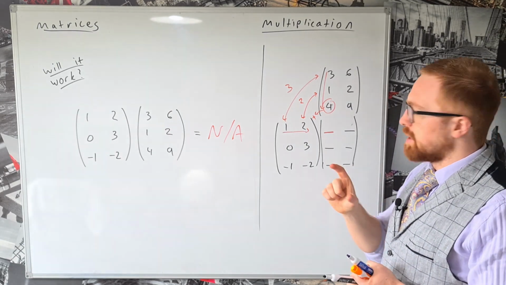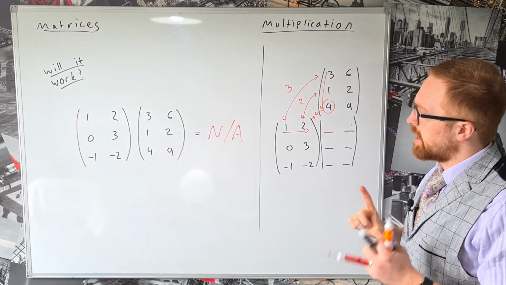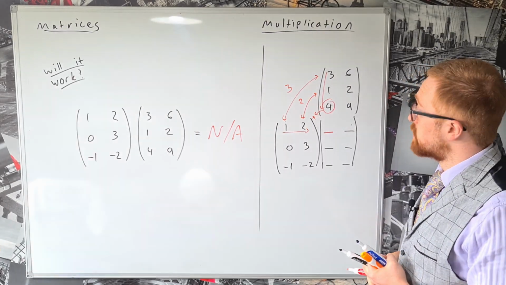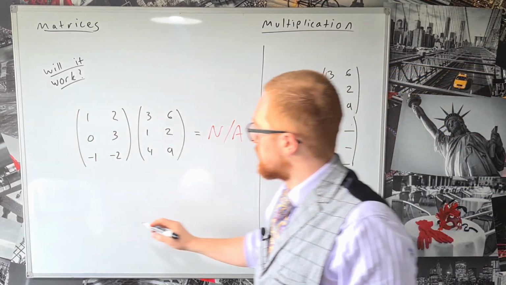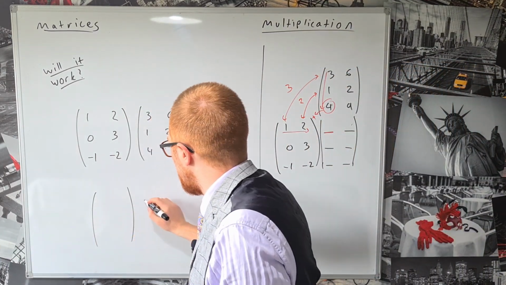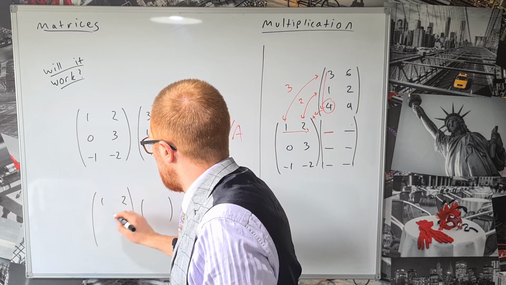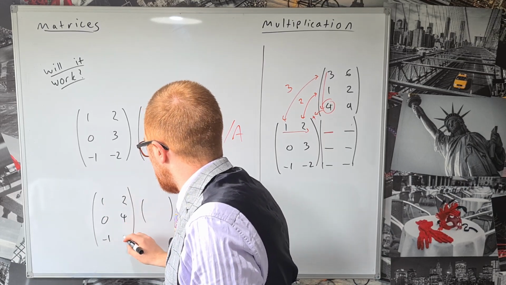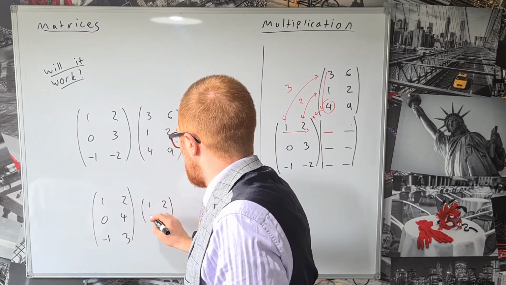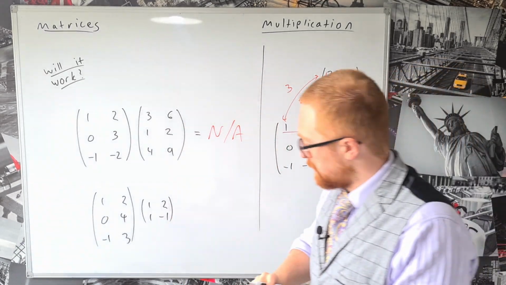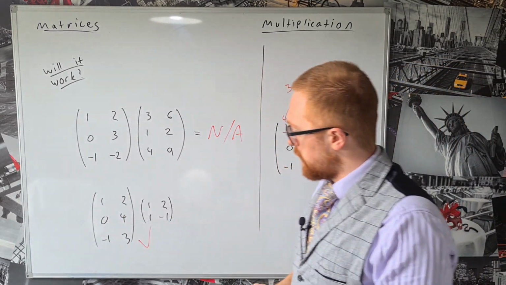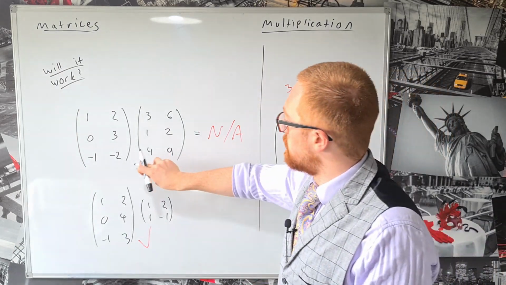Okay, so what we'll do is we'll look at two ways we can check to see if these matrices can be multiplied together. The previous example that could be multiplied together, I can't remember exactly what it was. Let's say it was that. This one could be multiplied. This one worked quite well, but this one didn't.